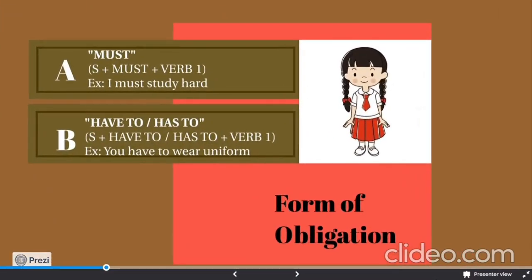And this is the form of obligation. Must: subject plus must plus verb 1. Example, I must study hard. Have to or has to: subject plus have to or has to plus verb 1. Example, you have to wear uniform.